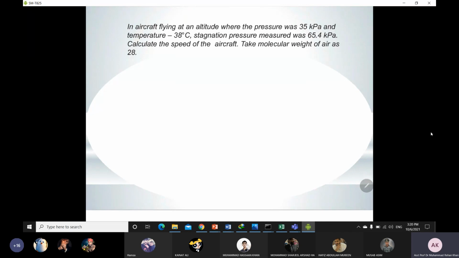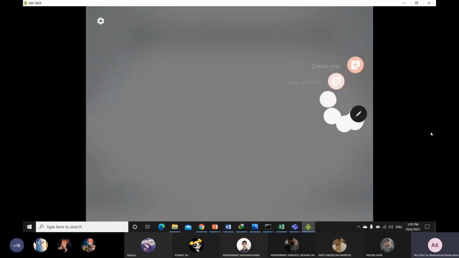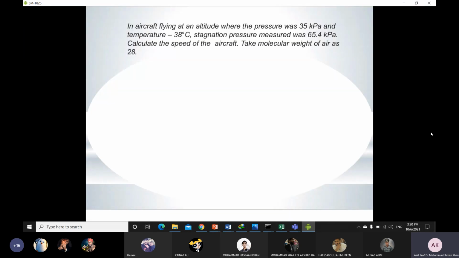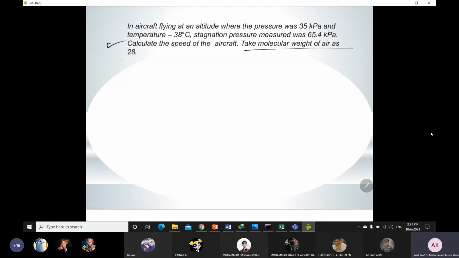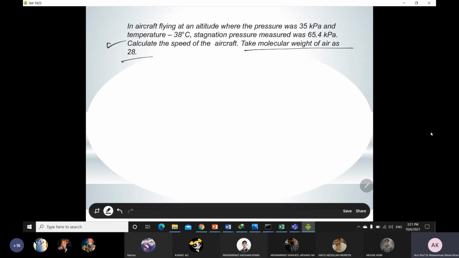In the previous cases we had to find the stagnation pressure. Now the stagnation pressure is known to us, so you have to calculate the speed of the aircraft, which is the local speed. Then take the molecular weight of air as 28. Okay, so this is the question. Now we will see how to solve it. In order to solve it, our main target is to find the speed of the aircraft.